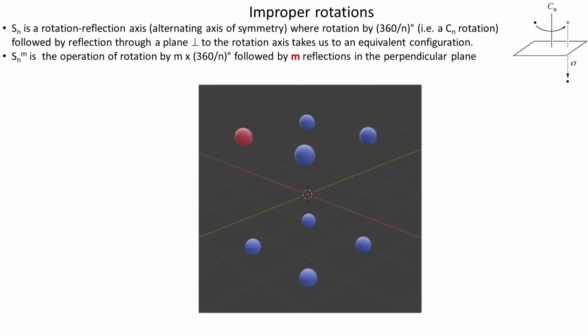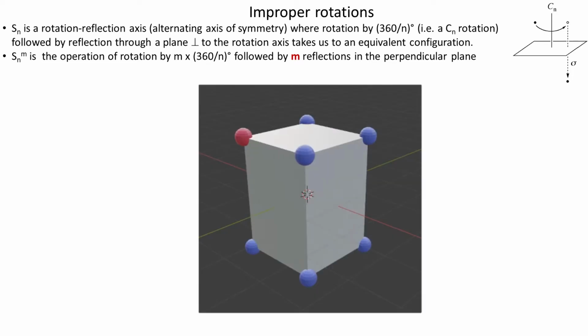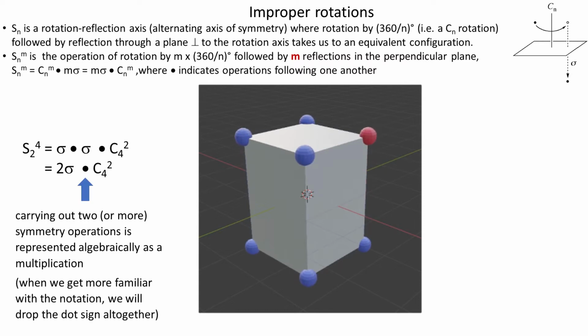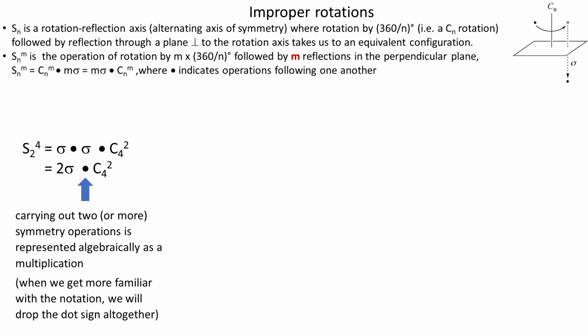Let's bring back the body of the prism so that we can track the motion easier. So S_4^2 would be rotation by 180 degrees followed by 2 reflections. And we would write it down as S_4^2 equals C_4^2 · σ^2. The dot indicates operations following one another.